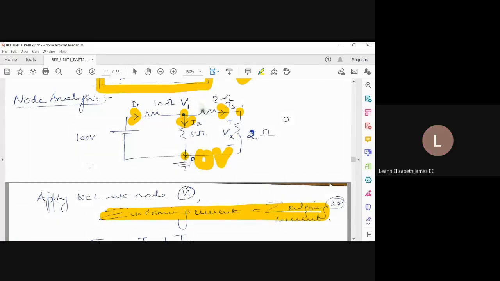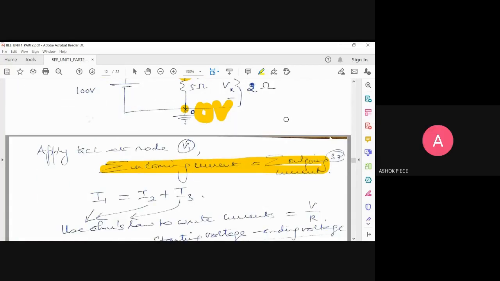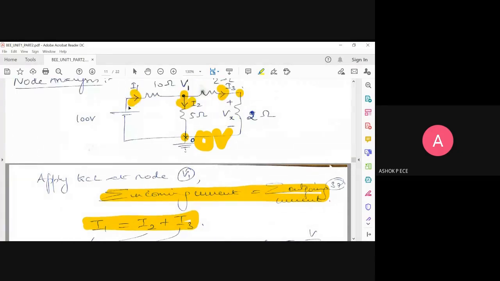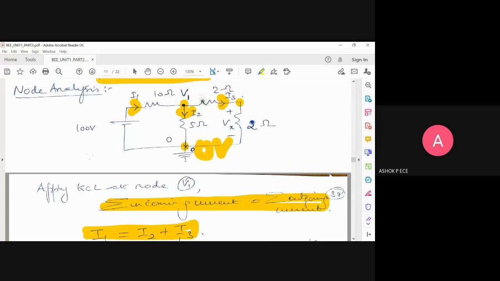What are the currents leaving the node? I2 and I3. So what will be the equation? I1 equal to I2 plus I3. Is that clear? The KCL equation at node V1: incoming current equal to outgoing current. Incoming current is I1. Outgoing currents are 2 in number. So add them. I1 equal to I2 plus I3.